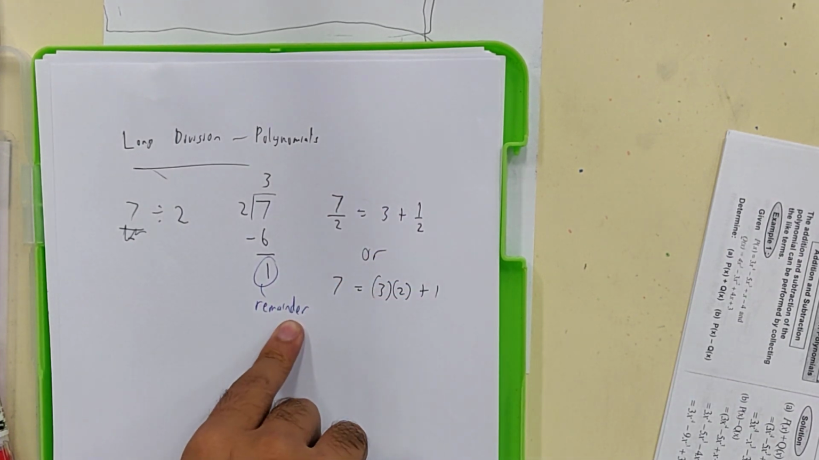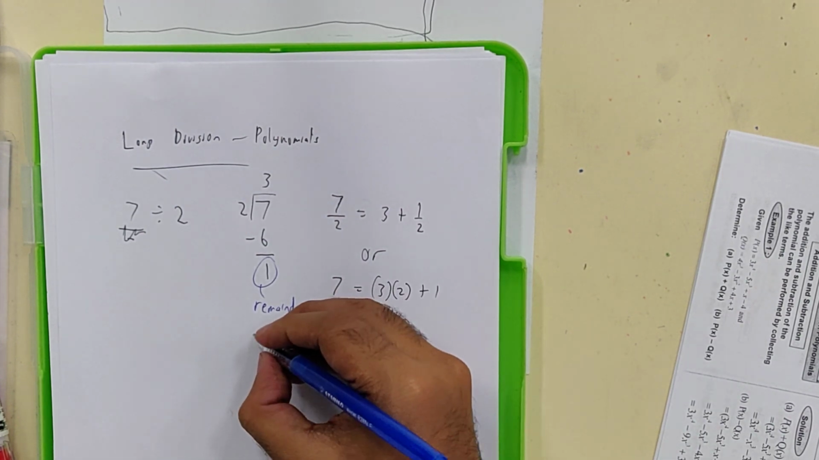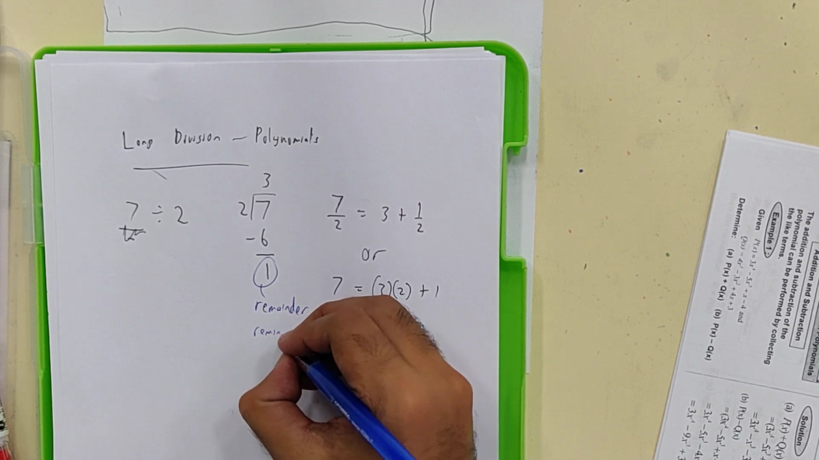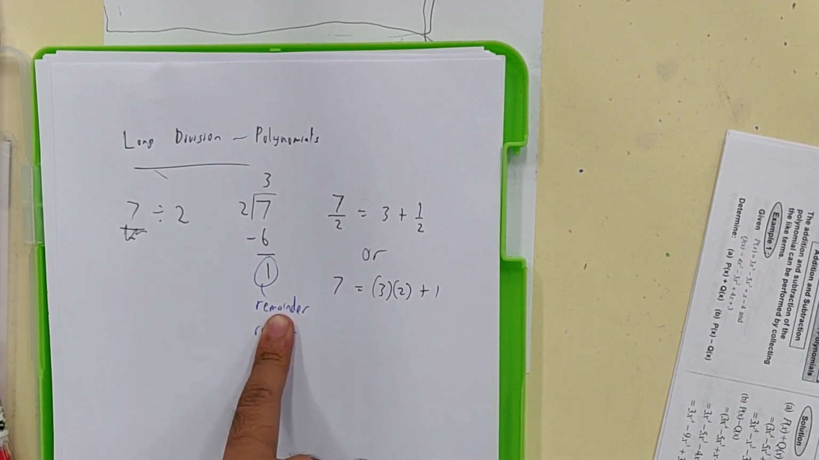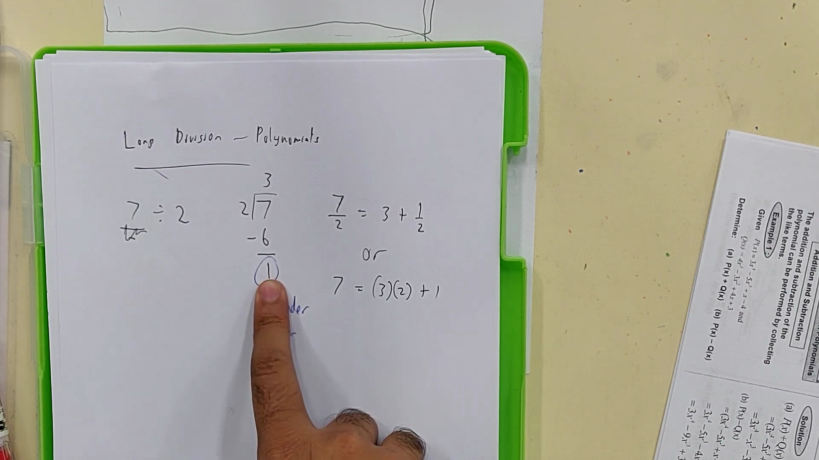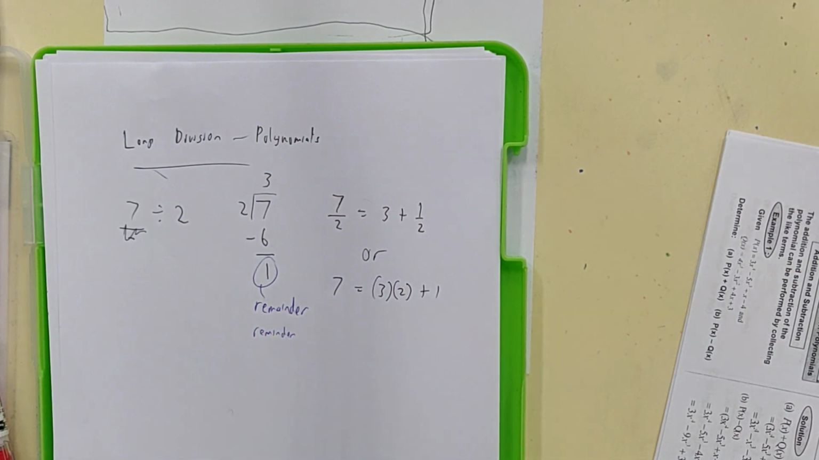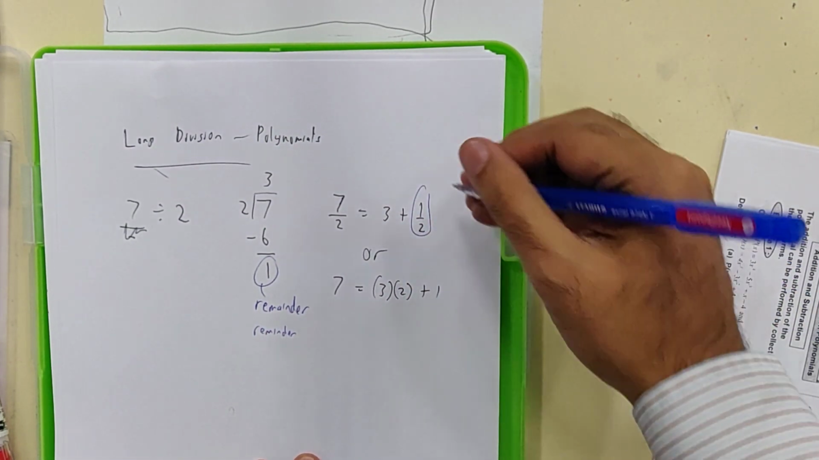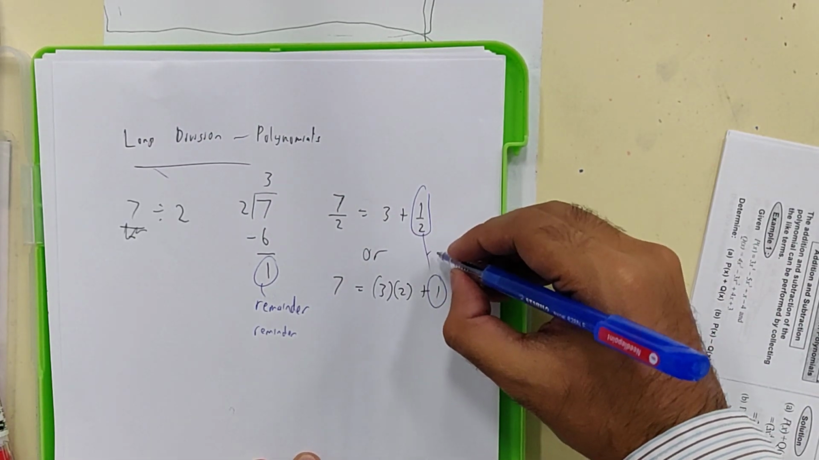How do you pronounce this? Remainder or reminder? How do you spell reminder? Okay, this is reminder, this is remainder. You'll be surprised how many of your friends will say this is reminder. Politely correct them, it's actually a remainder. So this half is the remainder. This one is also the remainder.